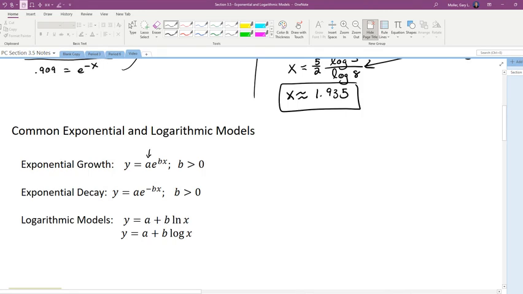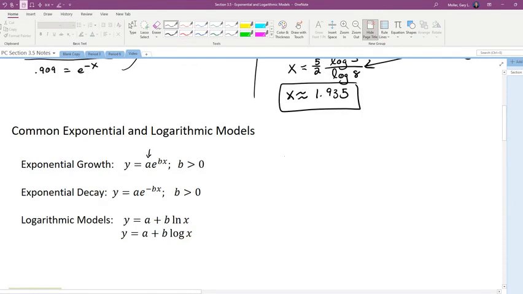All right, and then the b is a horizontal scale change, but in this case, it's really the rate. And we'll play with this as we go. So if b is greater than 0, so b is a positive number, then that's going to be growth because e is 2.718, and so it's going to be growing as it's raised to a number bigger than 0.